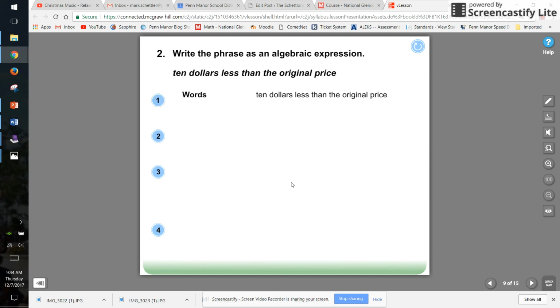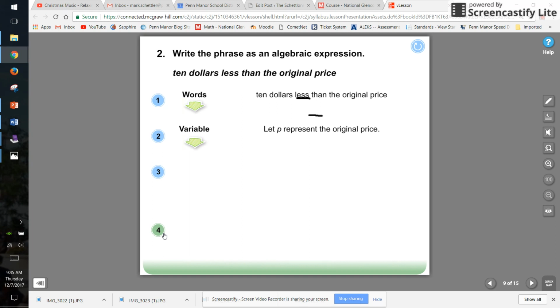Step one is find the words. The word less to me was super important. Let's see if I can work this. Oh, this is going to be challenging. I did it. Less. And to me, that's a subtraction. Second, what's our variable going to be? P in this case for price, maybe O for original, or maybe just X. The variable to me doesn't really matter. Just so we use it correctly is what I am very much interested in.